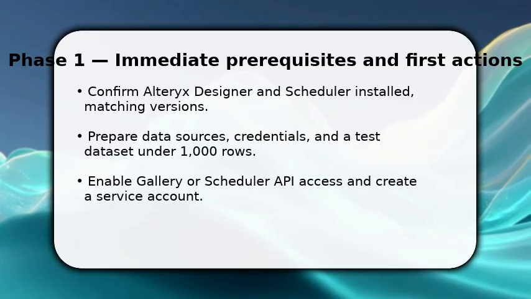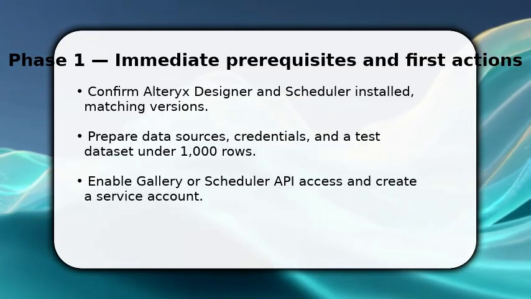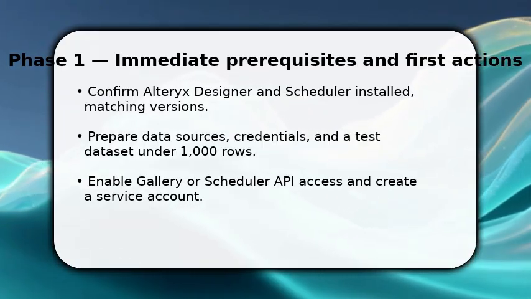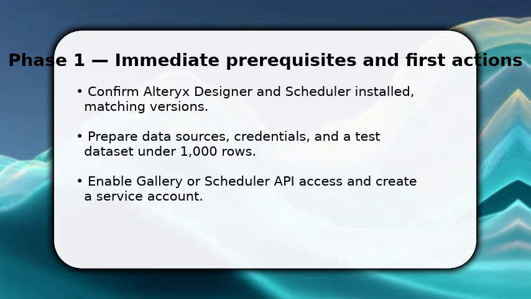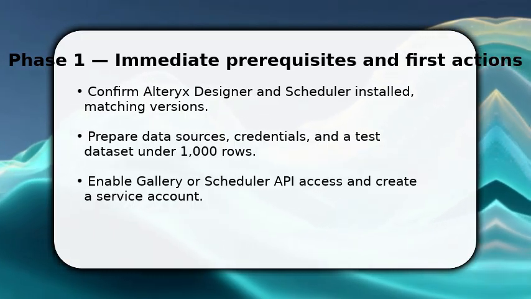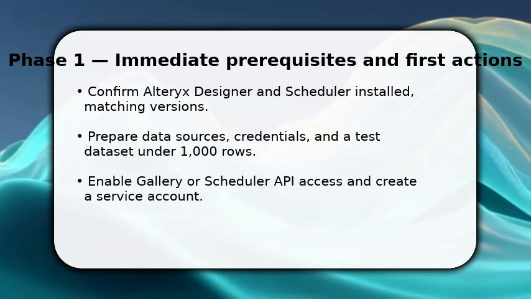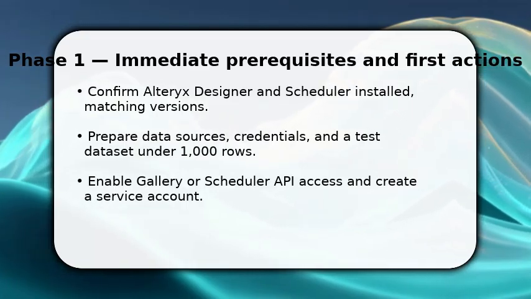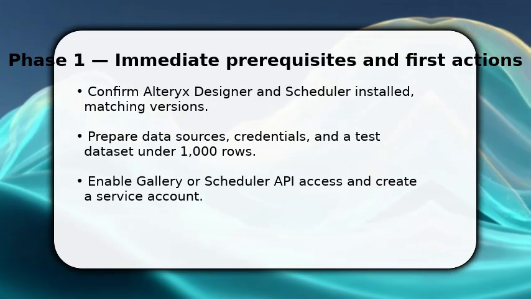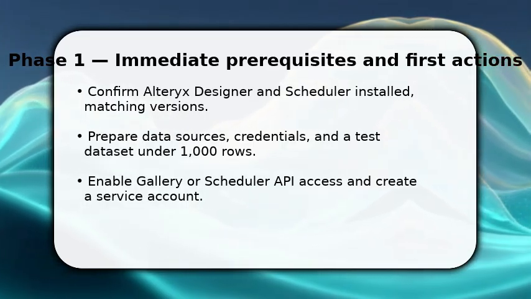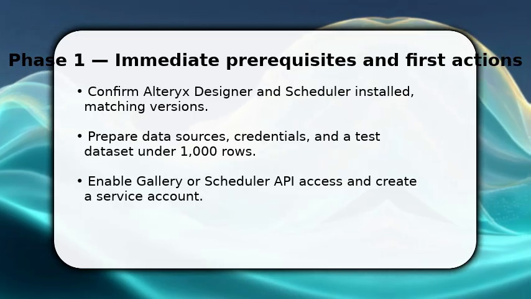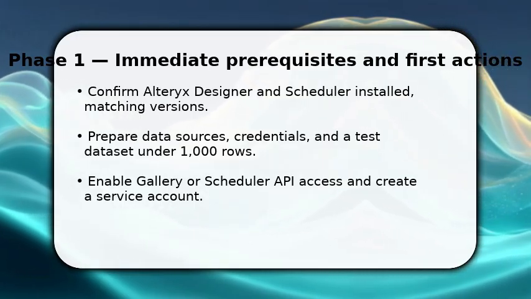You start by ensuring designer and scheduler match. This prevents runtime mismatches. Next, connect your test dataset so you can iterate quickly. Once done, create a service account and enable gallery or scheduler API access, because automation relies on credentials you can rotate. Make sure to store keys securely and grant only required permissions.